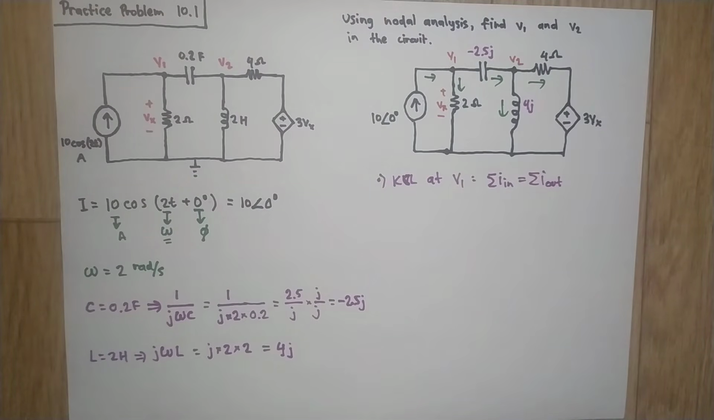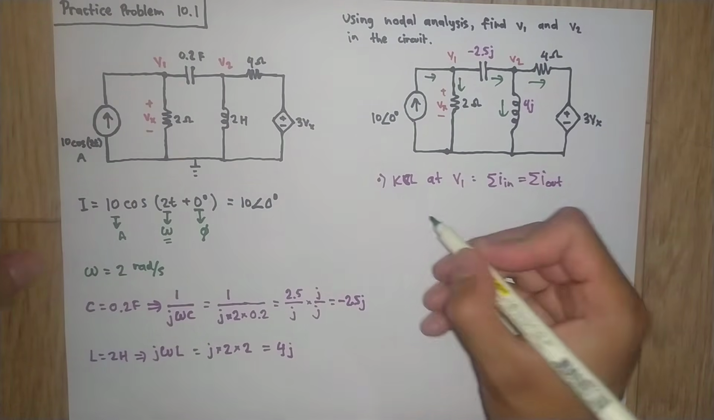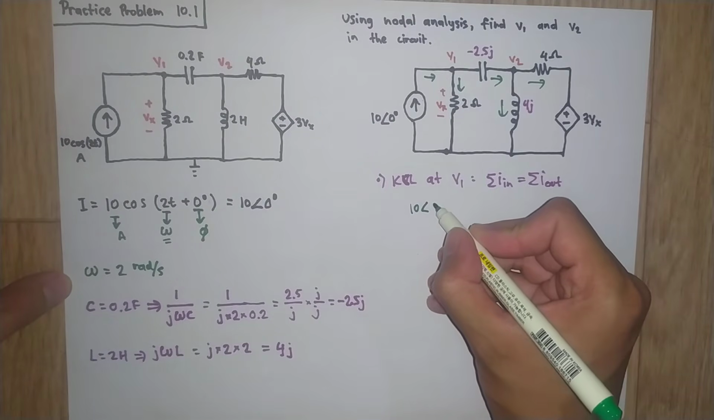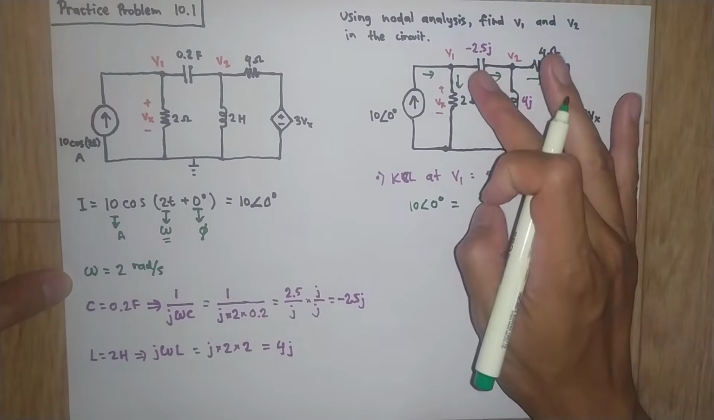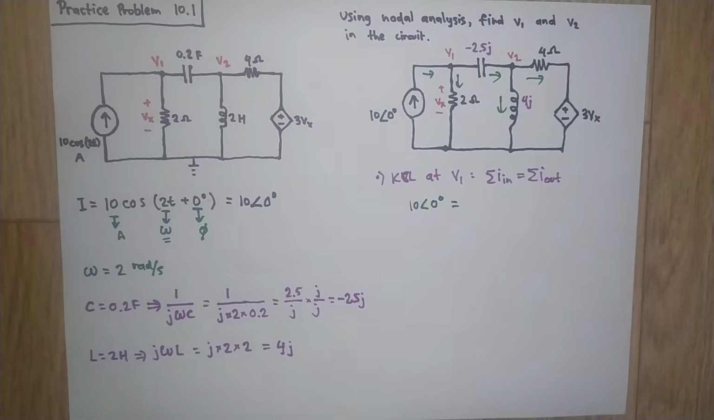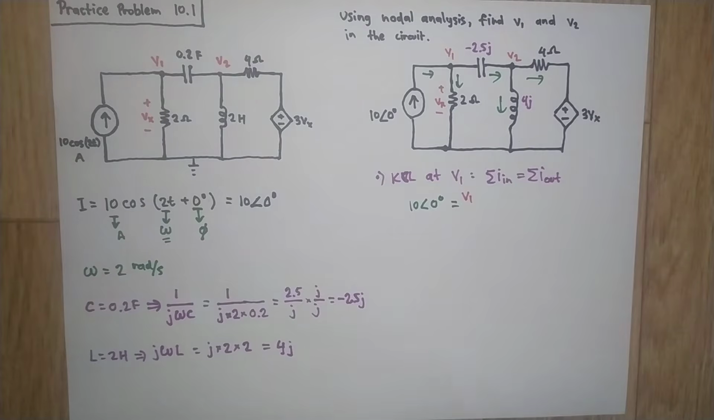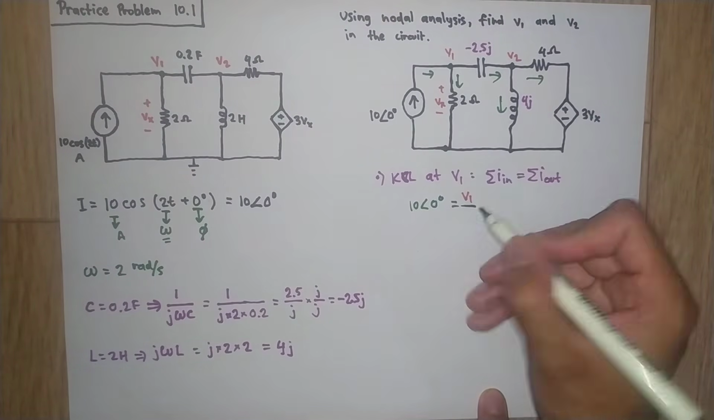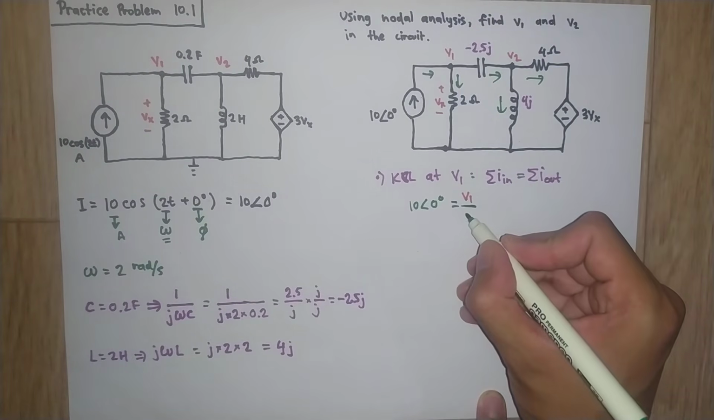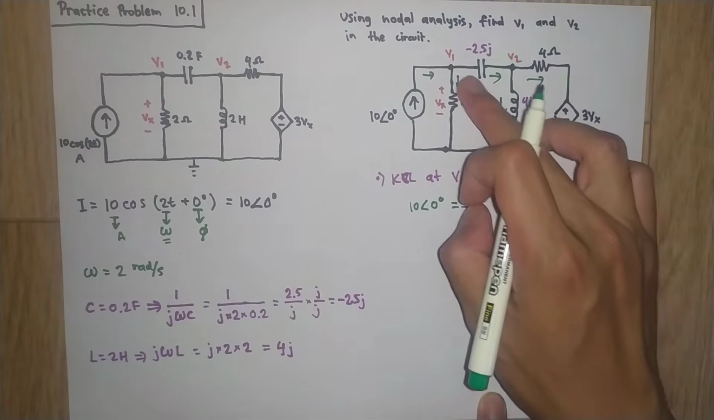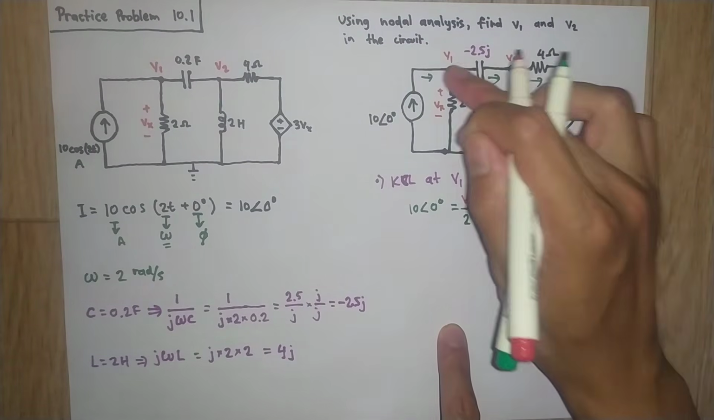This is our first step. The only current that goes in is this current here, which is 10 angle of 0 degrees. Now we need to calculate the currents that go out. The first one is V1 divided by 2. I will use a different color for our variables, V1 and V2, so we can easily differentiate numbers and variables because we have j and other terms. So I have V1 divided by 2 here, and then plus, for this current going out, we will need V1 over V2.